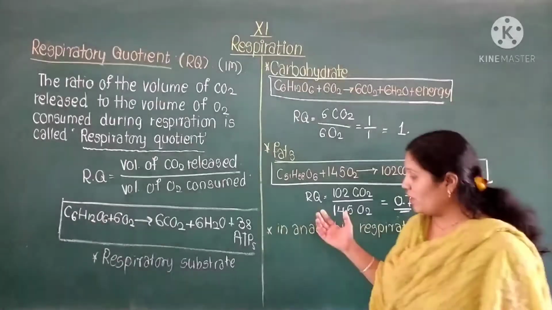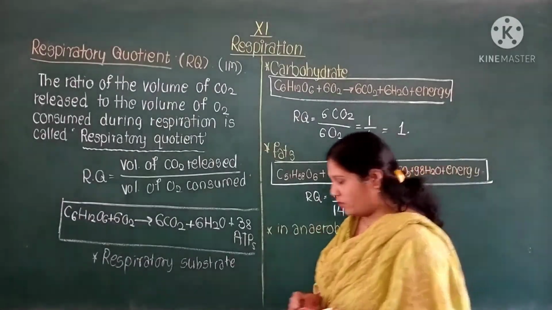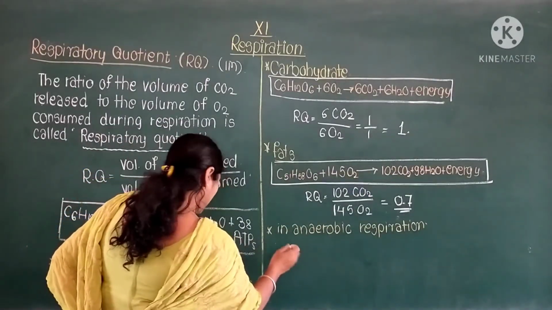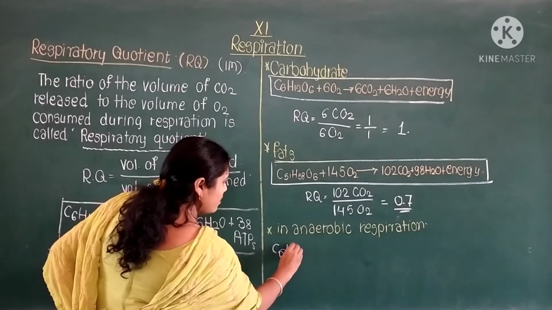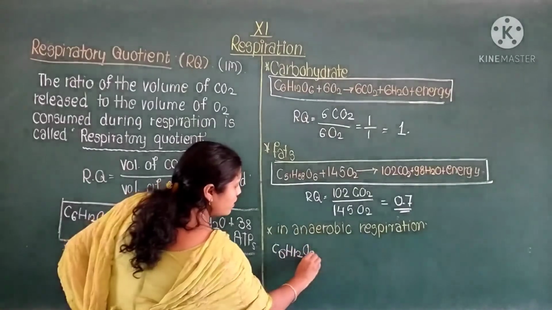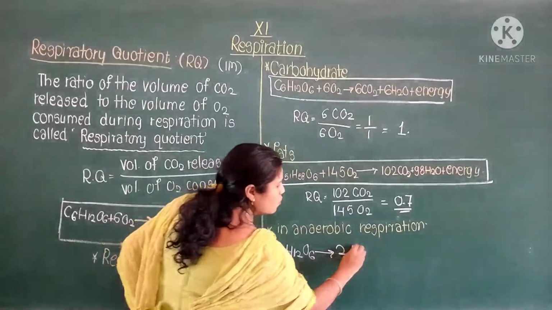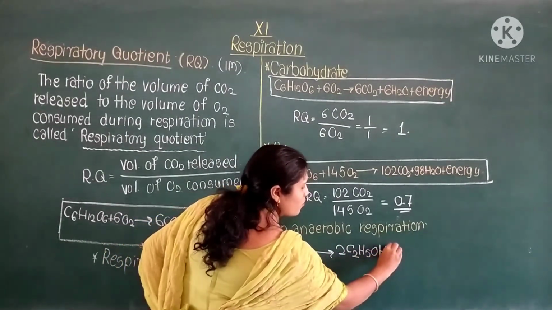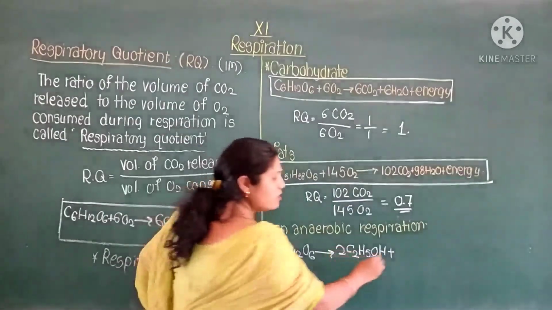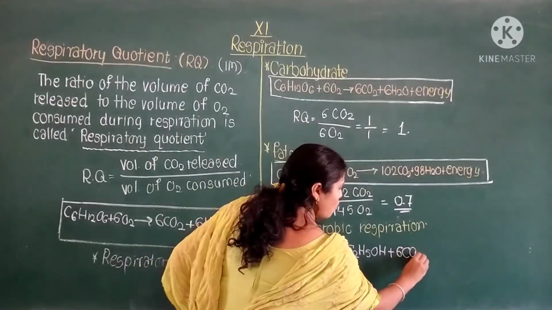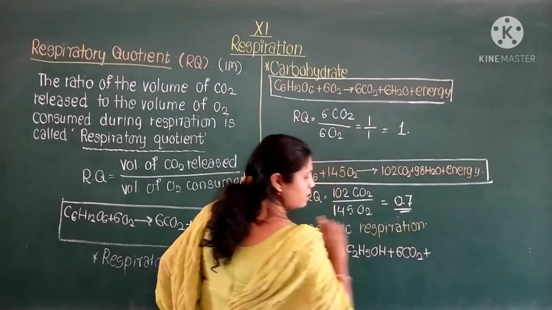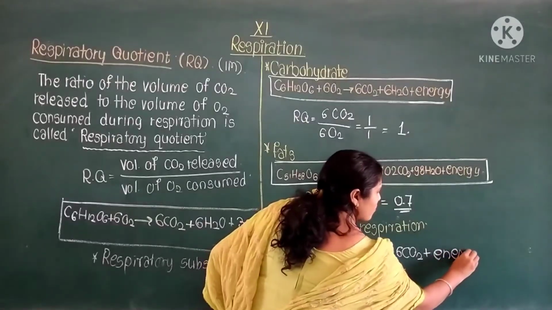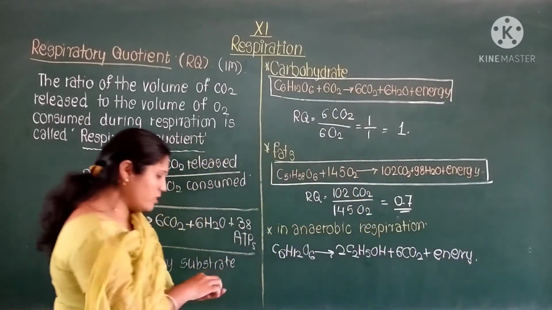Now we'll see first about the equation for anaerobic respiration. I'll write down the equation here. C6H12O6 gives 2C2H5OH and 6CO2 plus energy. So this is the equation.